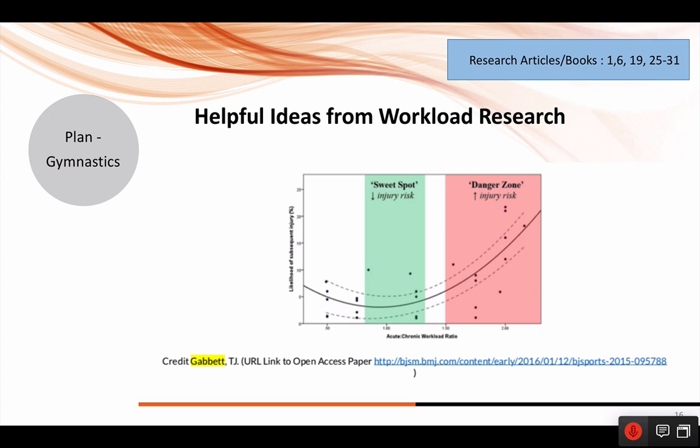Okay, and I think that this graph is taken from Tim's study, I think in 2016, which is really helpful. It's open access, which means that anybody can follow up on the resources and look for this study. So again, they just found that that sweet spot had a lower injury risk kind of in the middle, but it wasn't doing nothing, right?